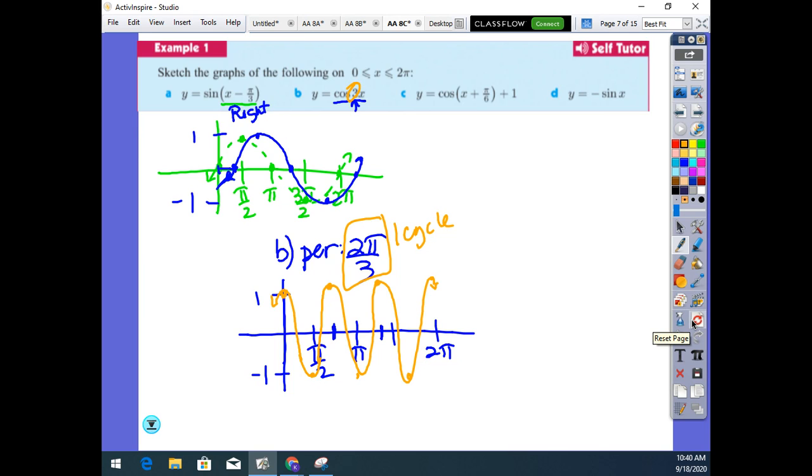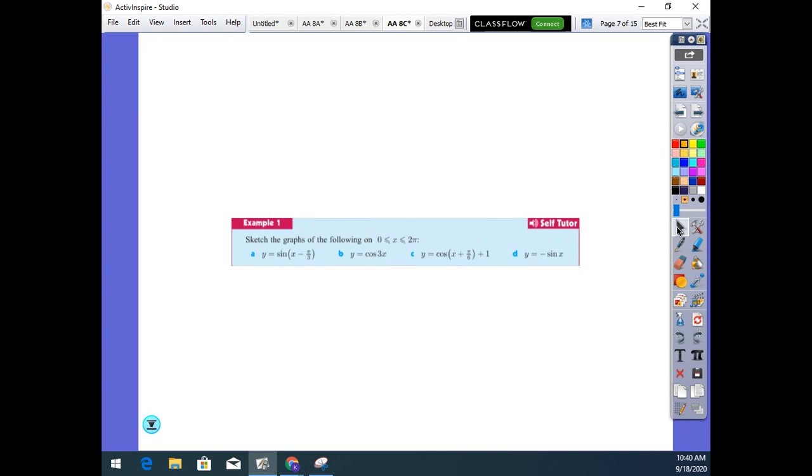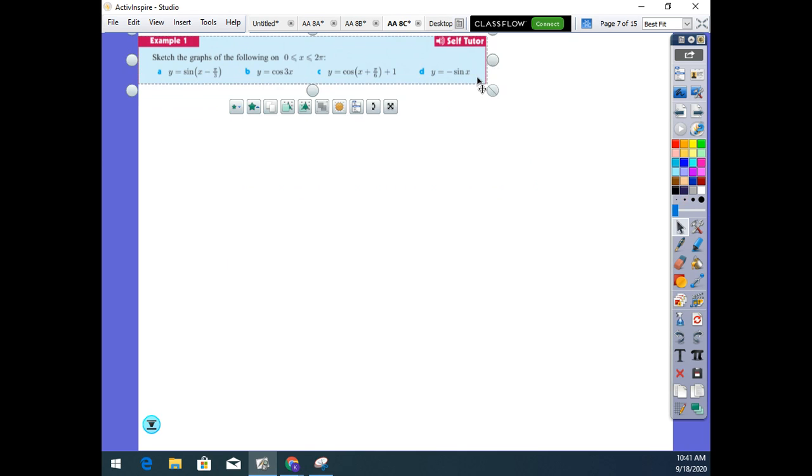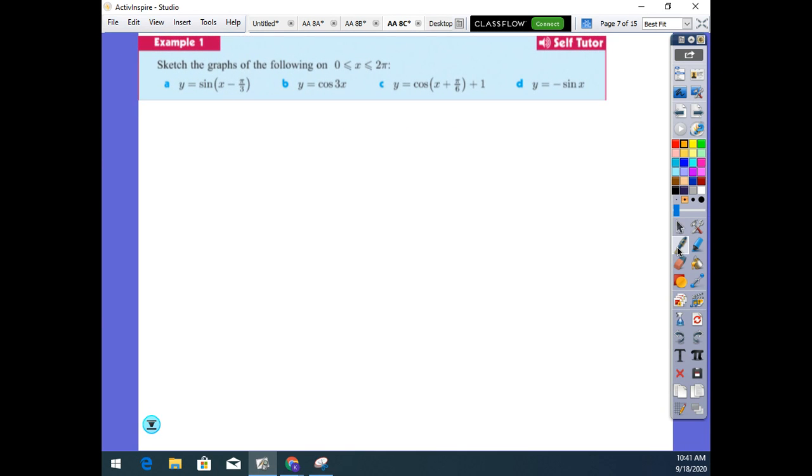I'm going to clear off the screen so it makes room. So this is showing me a phase shift of pi over 6 and a vertical shift up 1. So the easiest thing to put into the graph is everything is shifting up 1. And then I'm going to 1, 2, 3, 4. Always match that to 2 pi.